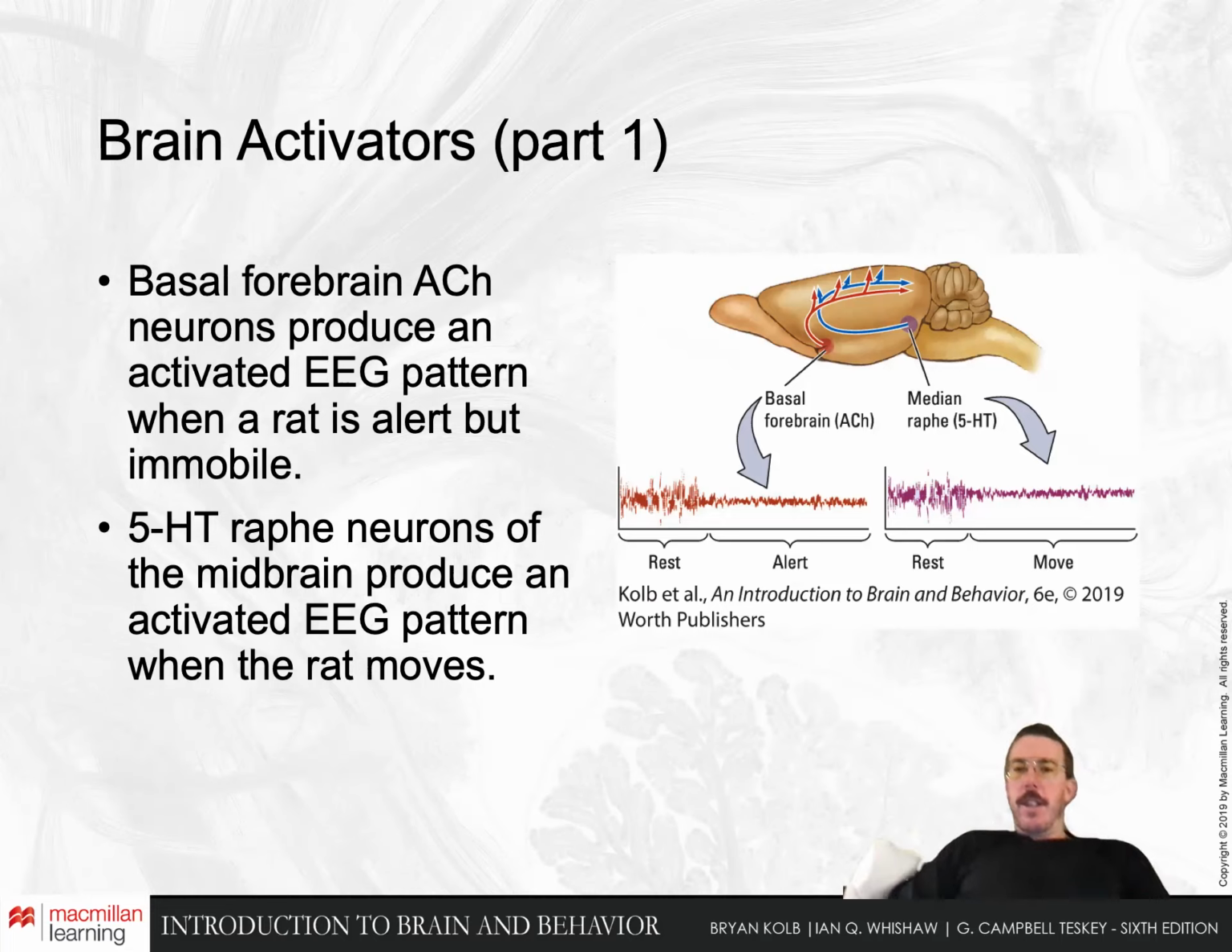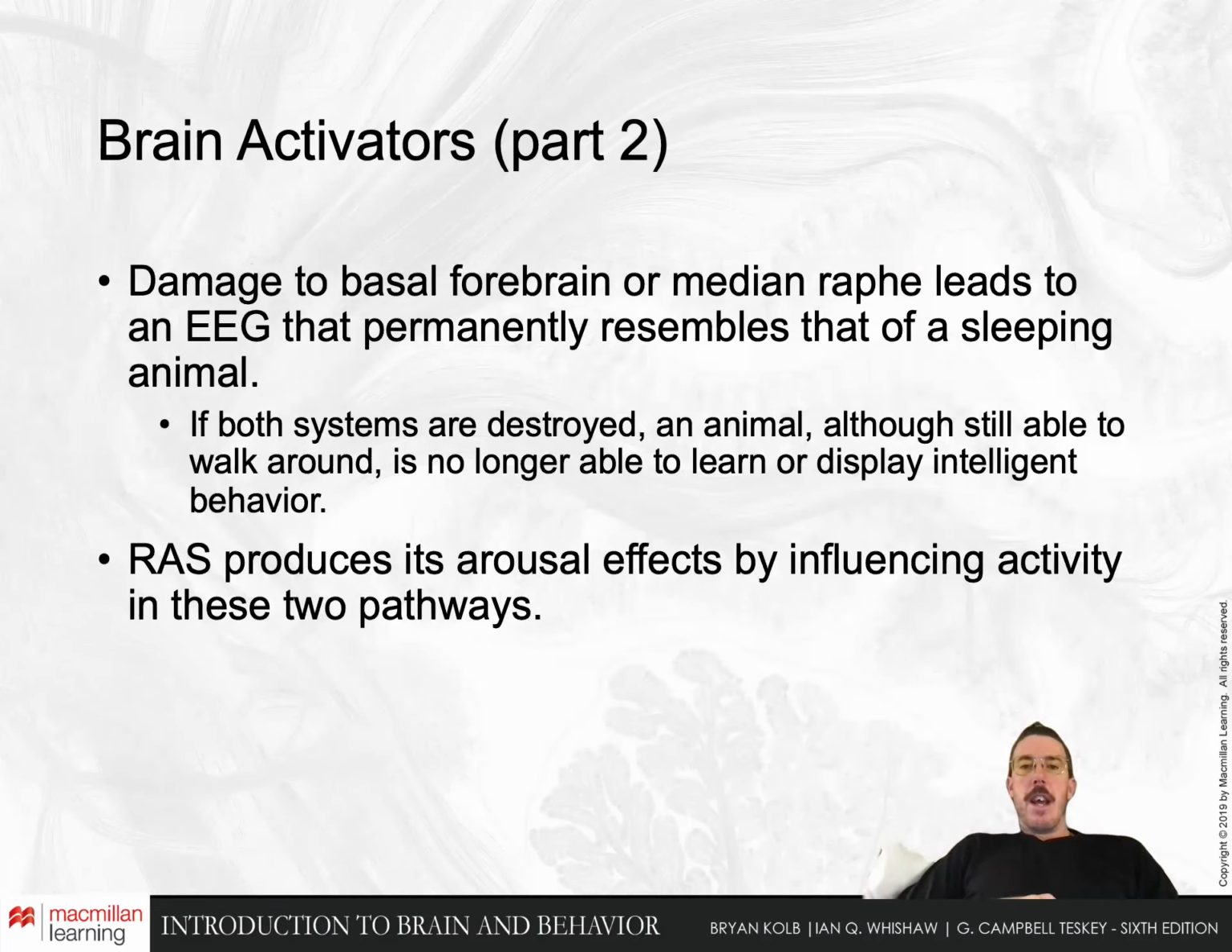And this brings us to the idea that when you're on a long car ride and starting to fall asleep, if you start to move around, you can use this second system and release serotonin into your brain and increase your wakefulness. If you damage either of these areas, you get an EEG that resembles a sleeping animal, especially if both of them are destroyed. And if they're both destroyed, the animal can still walk around, but it can't learn or display intelligent behavior. So the reticular activating system seems to produce its arousing effects by influencing these two pathways.